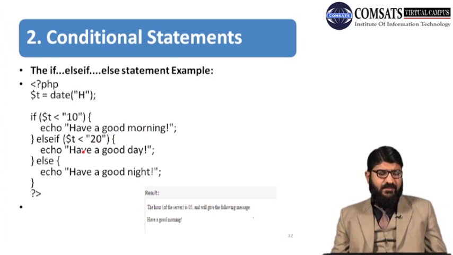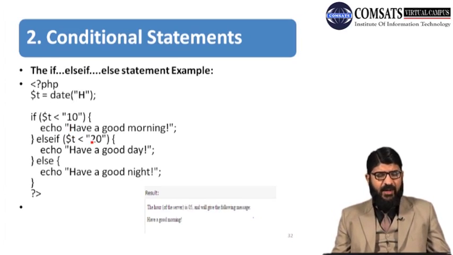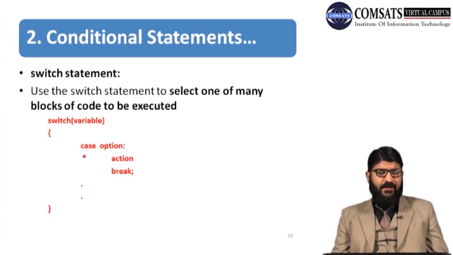In case the value is less than 2, it will be false, and if the value is less than 4, it will be false, because the time is 5 o'clock right now, as I told you. So it will check that 5 is greater than 2, and then it is greater than 4, then it will display the third condition output, that is for the else, "Have a good night". The next conditional statement is the switch statement.